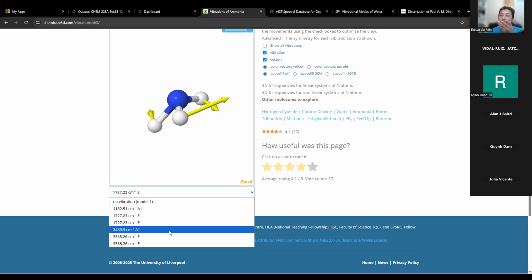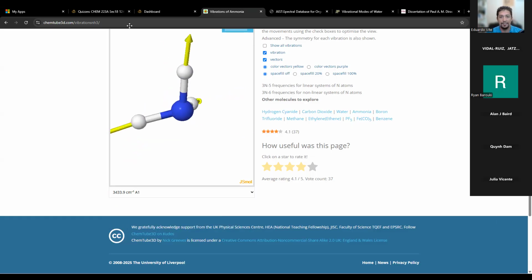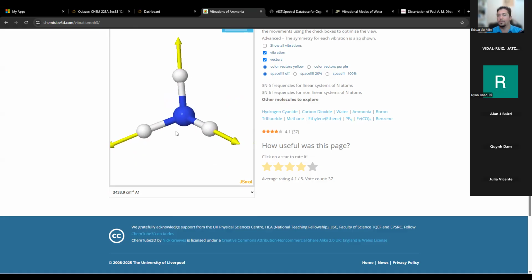So it suddenly jumps up to the 3000s. So now the 3000s are the stretching vibrations. Let's take a look. Look at that. Oh, that looks nice. I wish somebody would do that to my back. Just like, Mr. Incredible style, like stretching right there. This is a symmetric stretching. This is a symmetric NH stretch. That's what we call it.